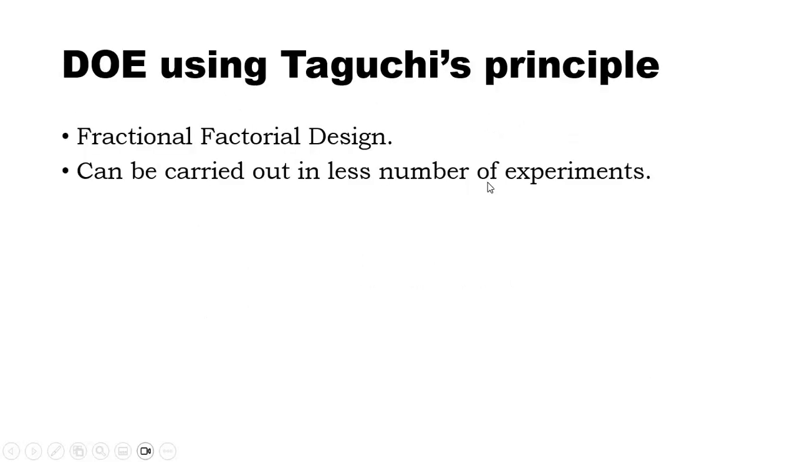So now there are a lot of videos that have given the details about Taguchi's design of experiment. So I will not go into details, because I will only demonstrate how to perform Taguchi's design of experiment in the R software. As you know, it is a fractional factorial design, and it can be carried out in fewer experiments as compared to the full factorial design.